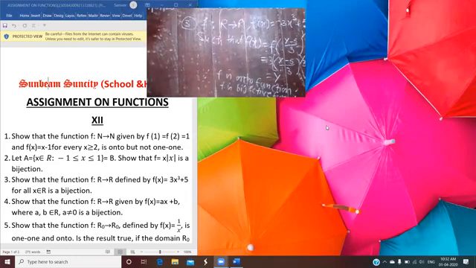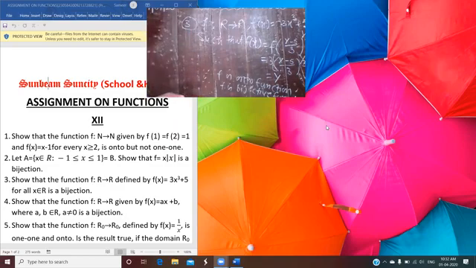Next, question number 4. You can try it by yourself. You have to adopt the same method as you already solved in question number 3. The function f from R to R is given by f(x) = ax + b, where a, b belong to R and a is not equal to 0. Prove that it is bijective. So you have to apply the same method which we used in question number 3.